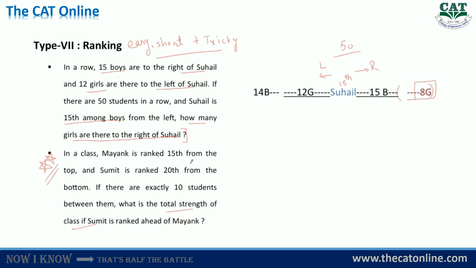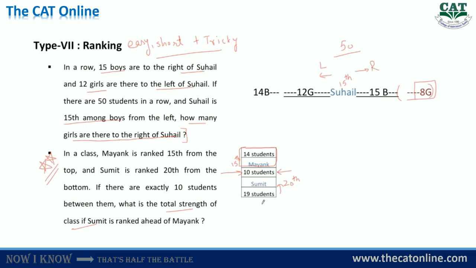One mistake that many students make is this: if Mayank is ranked 15th from the top, it means there are 14 students above Mayank. So there are 14 students above Mayank and Mayank is 15th. Also it's mentioned Sumit is ranked 20th from the bottom, so there are 19 students below Sumit. There are also 10 students in between them.